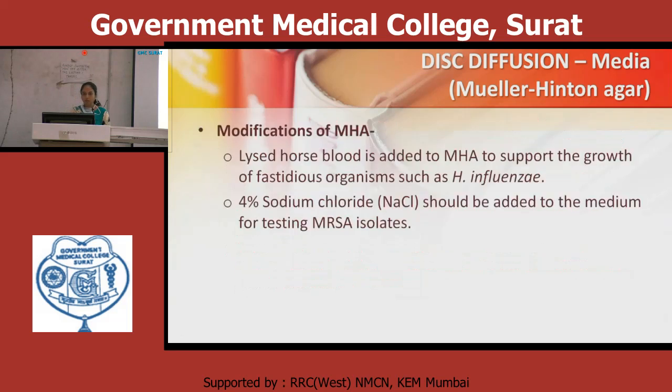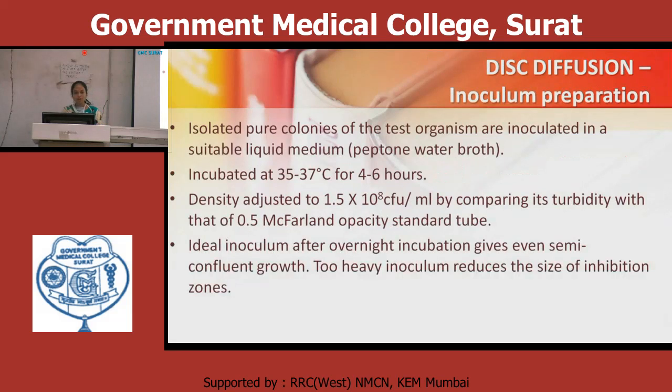Modifications of MHA: lysed horse blood is added to MHA to support the growth of fastidious organisms like H. influenzae. 4% NaCl should be added to the medium for testing MRSA isolates. Inoculum preparation: isolated pure colonies of the tested organism are inoculated in a suitable liquid medium, peptone water broth, incubated at 35 to 37 degrees centigrade for 4 to 6 hours.